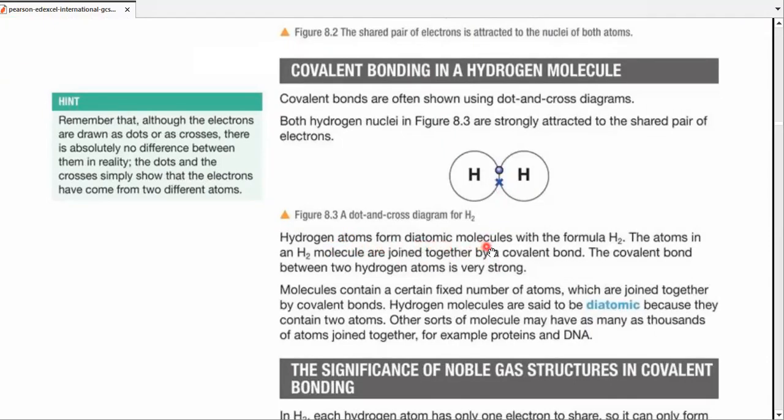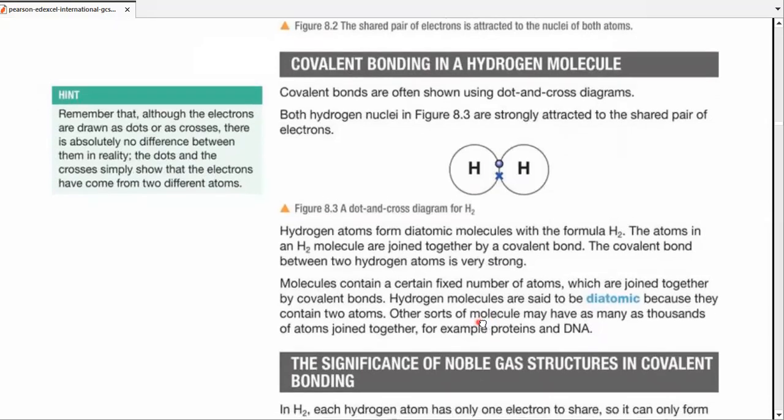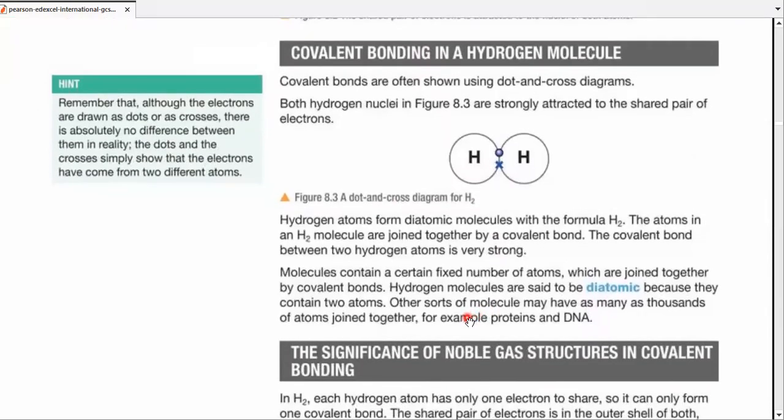Hydrogen atoms form diatomic molecules with the formula H2, meaning a molecule has two hydrogen atoms, each sharing one electron. The atoms of hydrogen molecules are joined together by a covalent bond. The covalent bond between hydrogen atoms is very strong because of the nuclei being able to attract the shared pair of electrons. Now, molecules contain a certain fixed number of atoms which are joined together by covalent bonds. Hydrogen molecules are said to be diatomic because they consist of two atoms. Other sorts of molecules have as many as thousands of atoms joined together, for example, proteins or DNA.